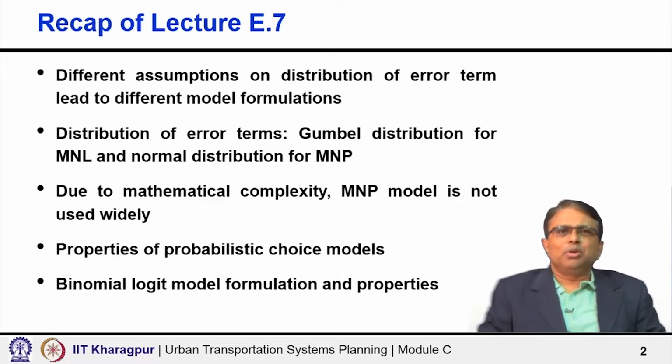We also mentioned the properties of probabilistic choice models and then discussed the case of the binomial Logit model, how the model is formulated and what the properties of binomial Logit model are. And we said that binomial Logit models satisfy 3 out of the 4 desirable properties. The only limitation is it cannot handle more than 2 alternatives, and of course, by name we are calling it binomial Logit. So, obviously, it handles 2 and it cannot handle more than 2.